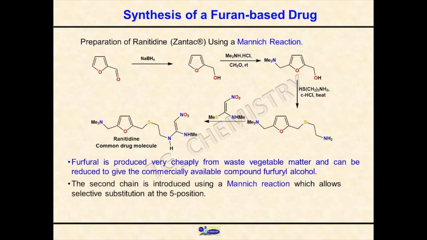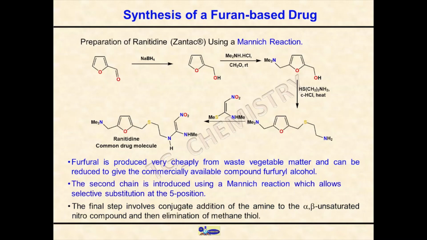And the second chain is introduced using the Mannich reaction, which allows the selective substitution at the 5 position. The final step involves the conjugate addition of the amine to the alpha beta unsaturated nitro compound, the nucleophilic addition, followed by elimination of methane thiol, and we can have ranitidine as the major product.